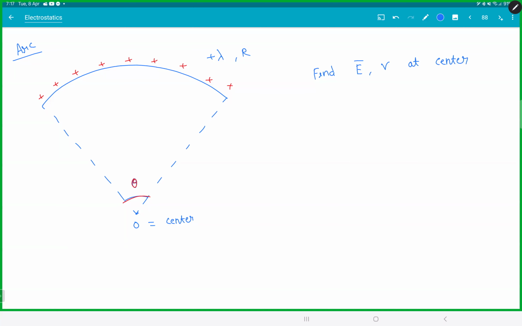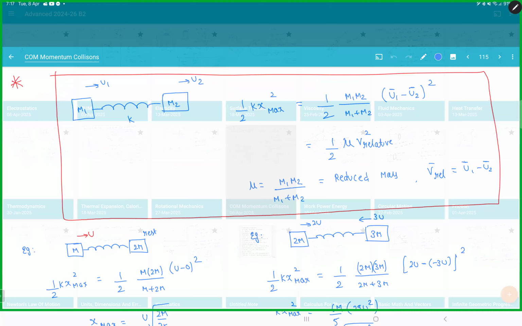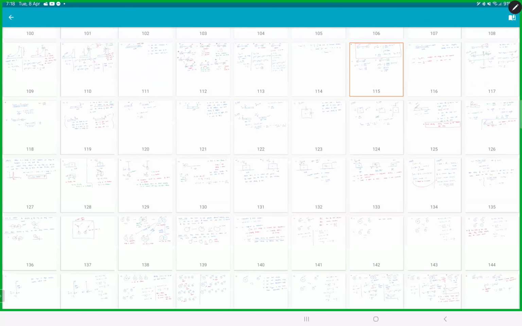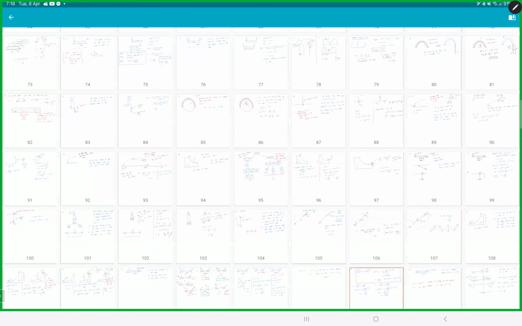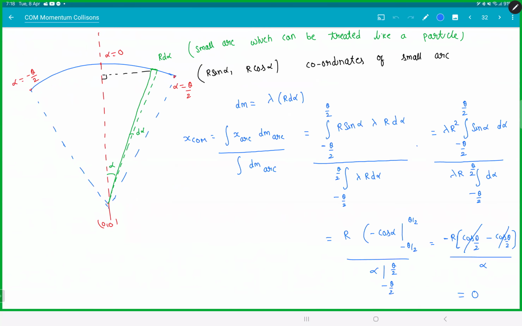How do you approach this for an arc? Do you guys remember how to choose an element for an arc? We did this in center of mass again. This is an arc. How did you find the center of mass? See how we choose an element? From the angle bisector at an angle alpha, we took a small angle d alpha, and then we found a small piece r d alpha, and then we tried to solve. So this is what I keep saying. Doesn't matter which chapter, the idea of choosing an element is the same.